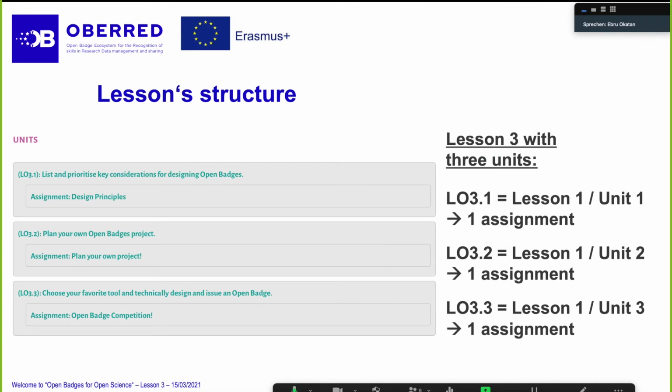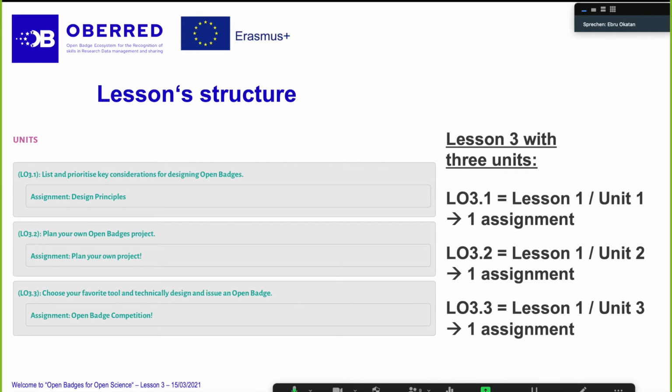This is the structure of lesson 3. Again, as always, this lesson consists of 3 units, and each unit has its own assignment which you have to pass. If you successfully finish your lesson, you're collecting 3 badges, and lesson 3 gives you the third and final badge. But we have 3 assignments which you have to pass.